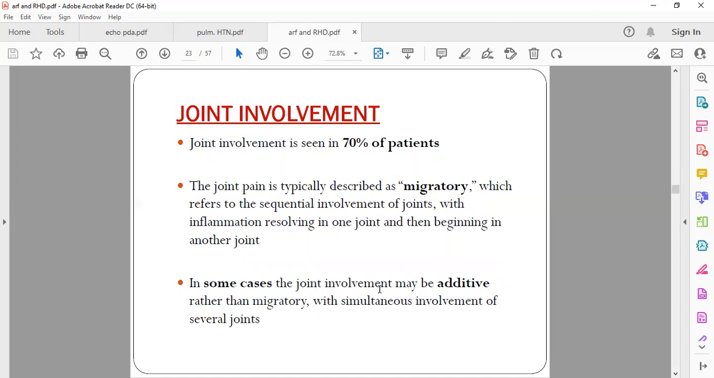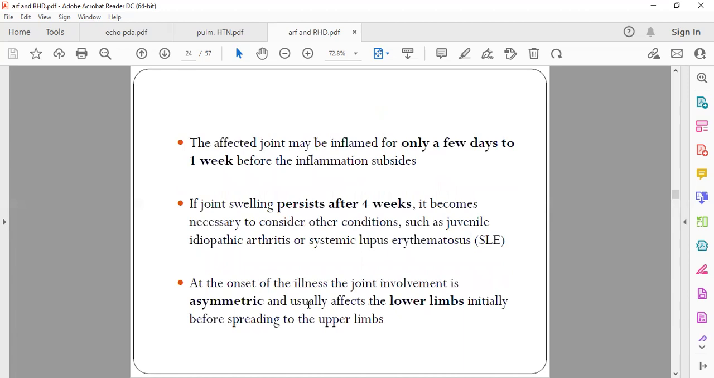Now joint involvement. It is the most common manifestation of acute rheumatic fever, seen in 70% of patients, and traditionally it is called a migratory type of pain. What do you mean by that? Initially one joint is involved, then it subsides, followed by the other joint getting involved. In some very rare cases, there could be an additive effect rather than migratory, with simultaneous involvement of several joints.